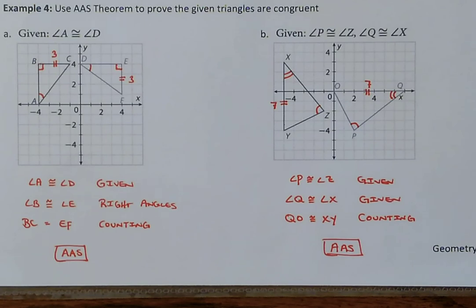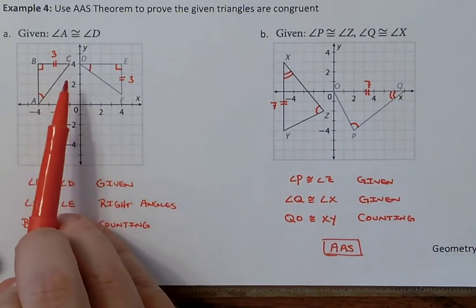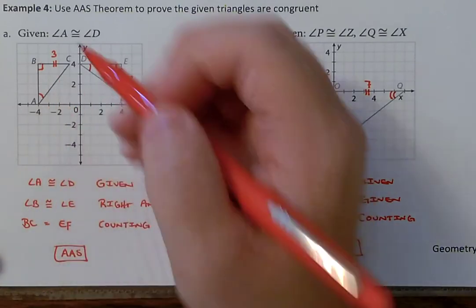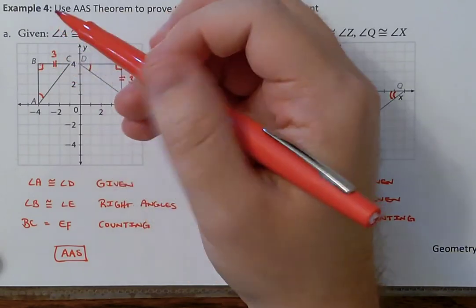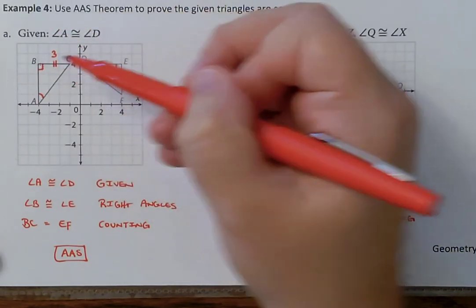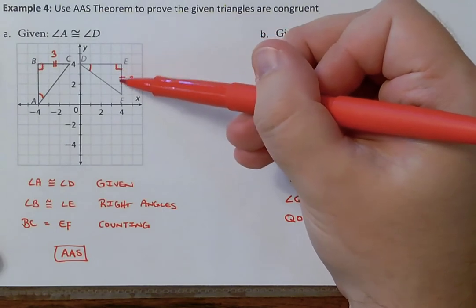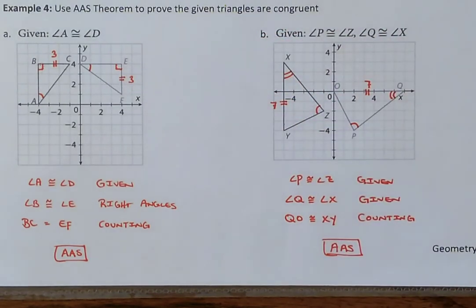And then I lastly said that BC is equal to EF because I needed a non-included side. So I cannot use AB, but I can use BC, and I just counted by doing 1, 2, 3, just like this side is 1, 2, 3. Technical way to do that would be to use the distance formula. I just did it by counting. So I could then say based off angle, angle, side that these two triangles are congruent.